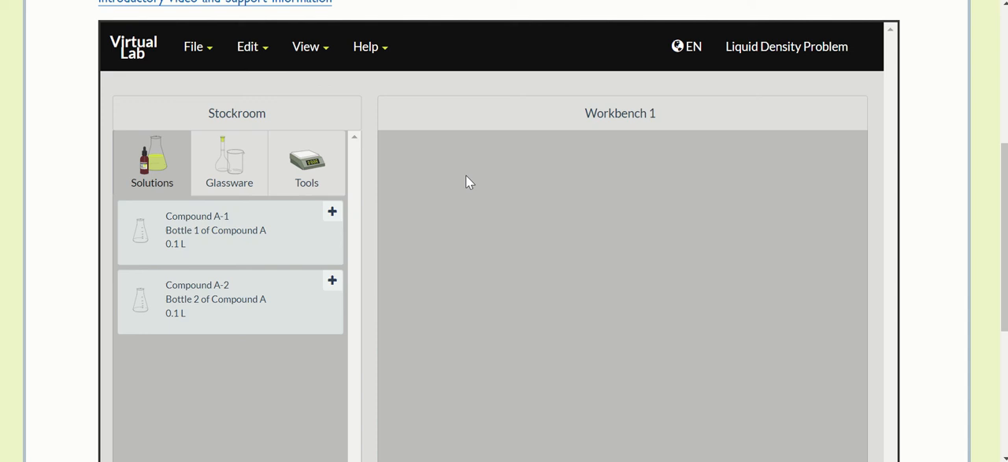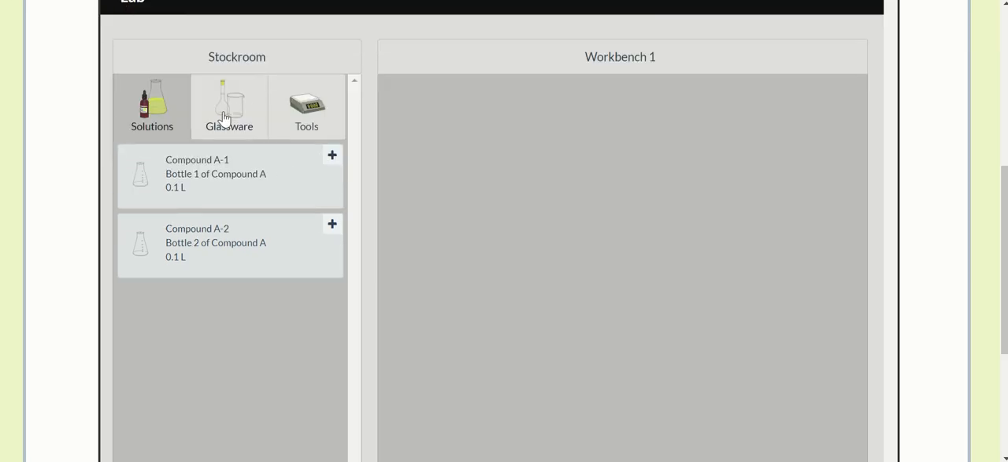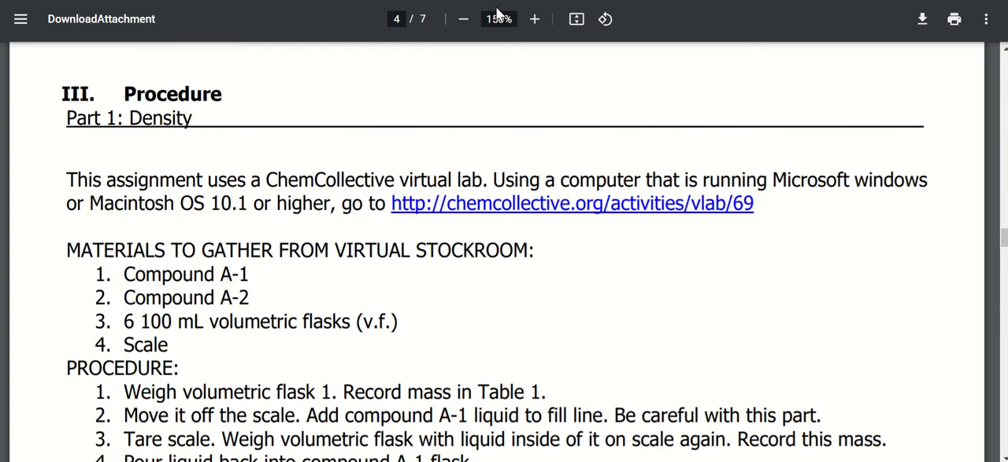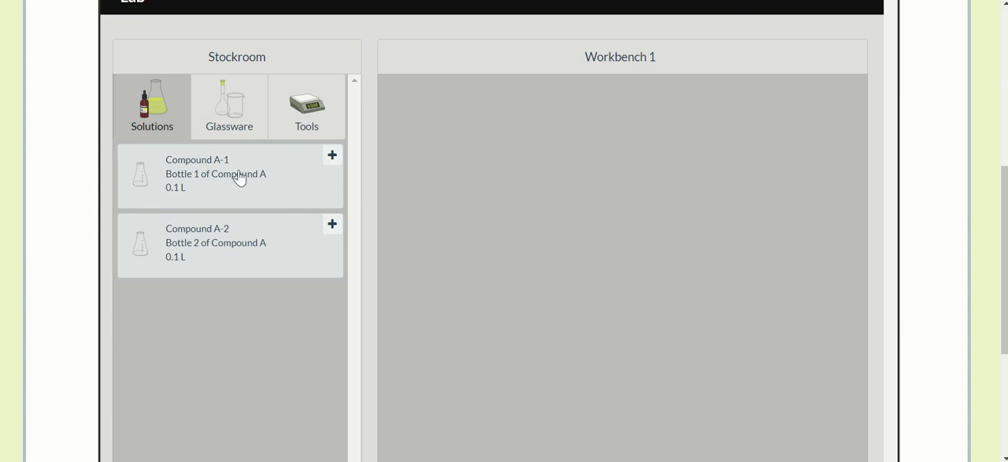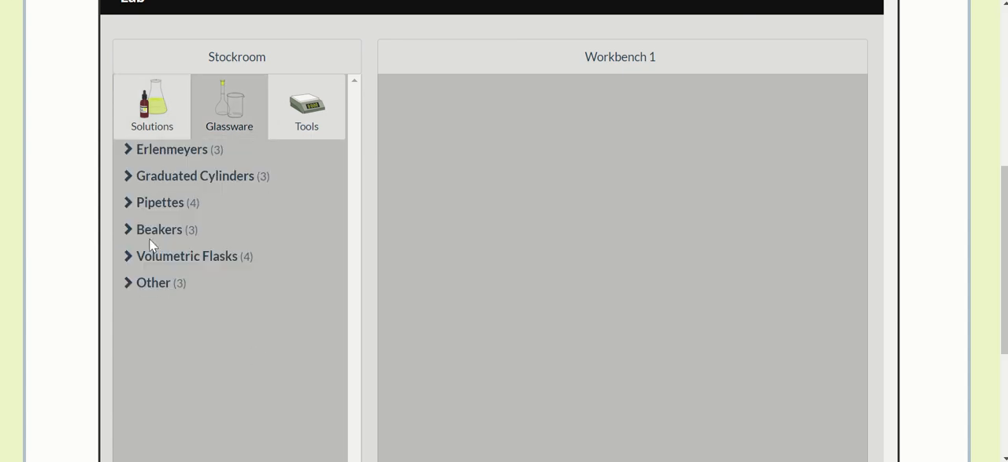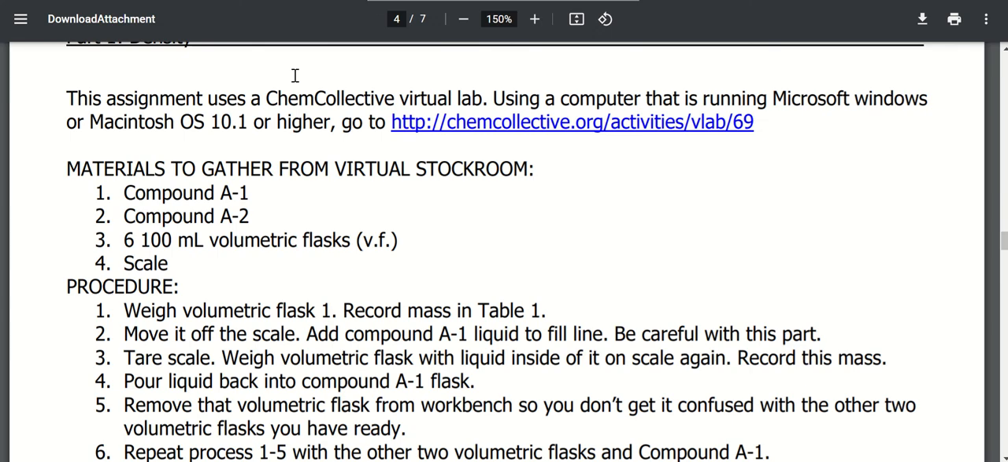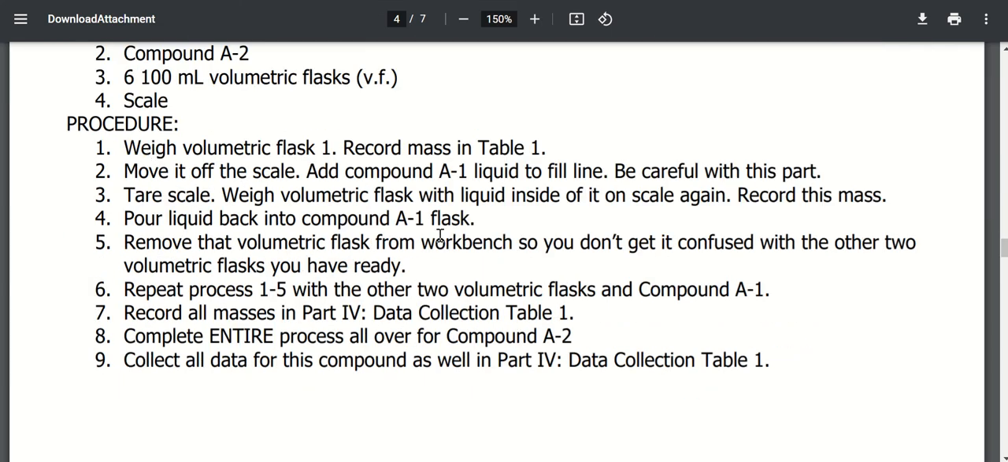And then once you get the hang of bringing things to the workbench, this is our workbench from the stockroom, I would go ahead and you can follow the instructions. So let's scroll back to the instructions. So you want to gather all of this first. Okay. Compound A1, compound A2. I promise you everything is going to be in your stockroom. So compound A1, compound A2, the glassware that you need, it's all here. You just need to find it, okay? And then you follow the procedure.